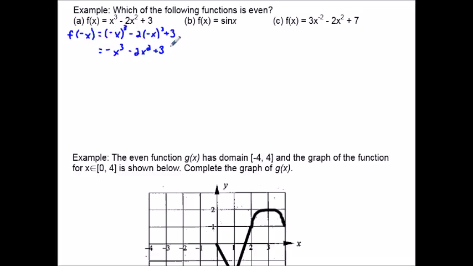Now, even functions look exactly the same as our original ones we've simplified. So when I look at this, this is not the exact same. It's very close, but we just have this negative floating out front. So this one is not equal to my original f of x. So it is not even.